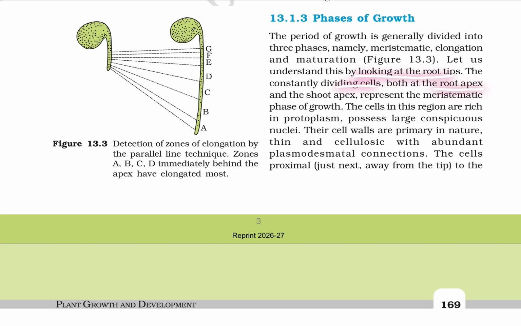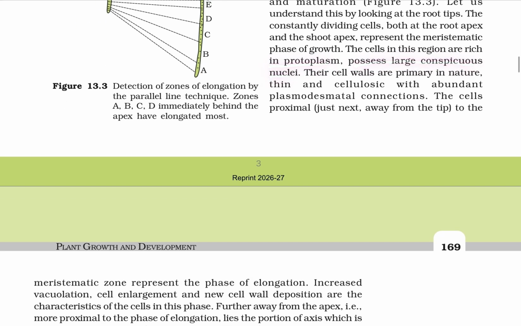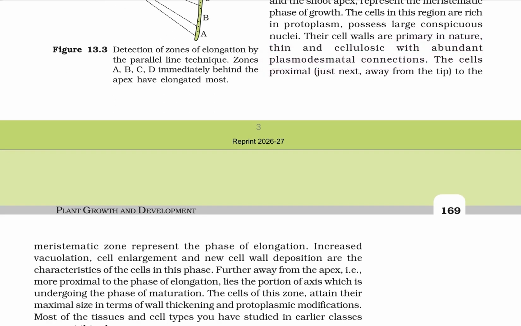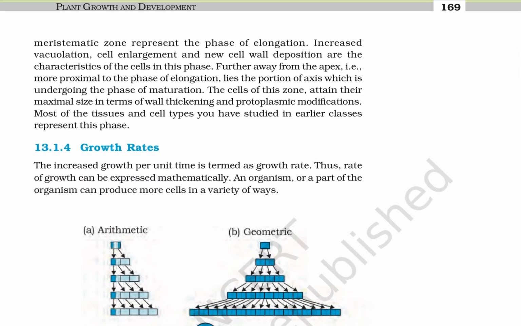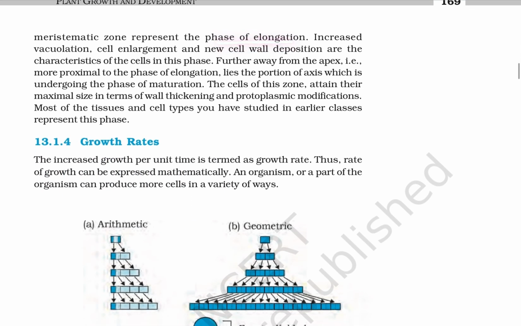The constantly dividing cells, both at the root apex and shoot apex, represent the meristematic phase of growth. The cells in this region are rich in protoplasm and possess large conspicuous nuclei. The cell walls are primary in nature, thin and cellulosic, with abundant plasmodesmatal connections. The cells proximal to the meristematic zone, just next to the tip, represent the phase of elongation.